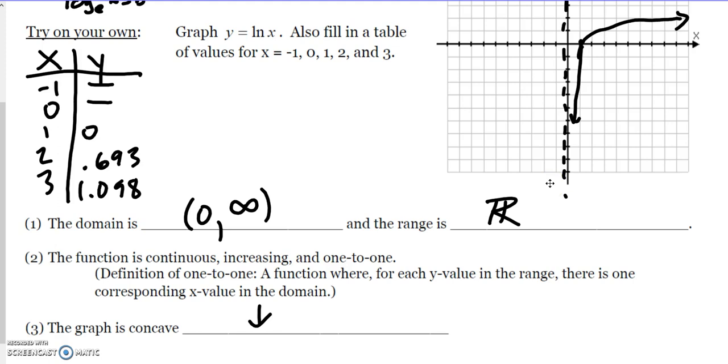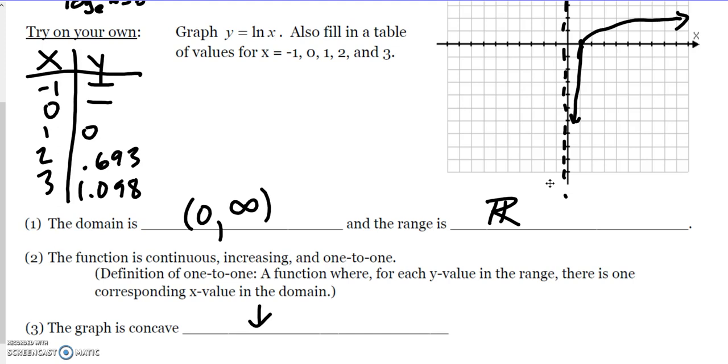Notice this function is continuous, increasing, and 1 to 1. A little refresher on 1 to 1: it's a function where for each y value in the range, there is one corresponding x value in the domain. And then it is concave down.